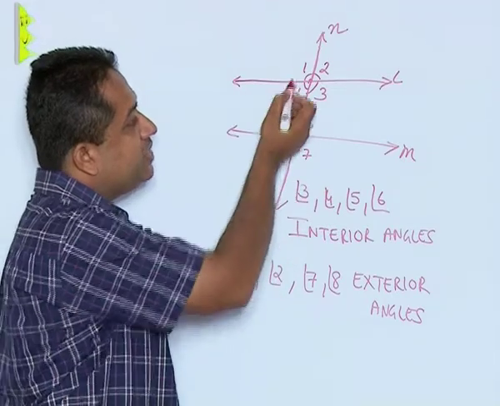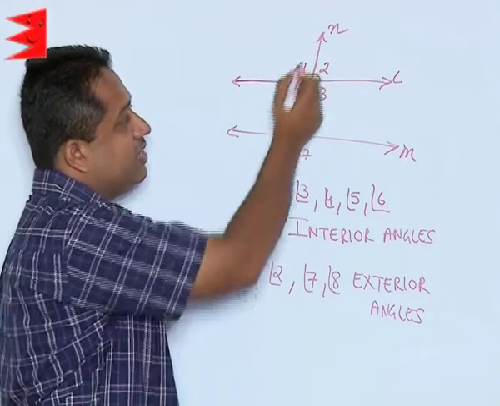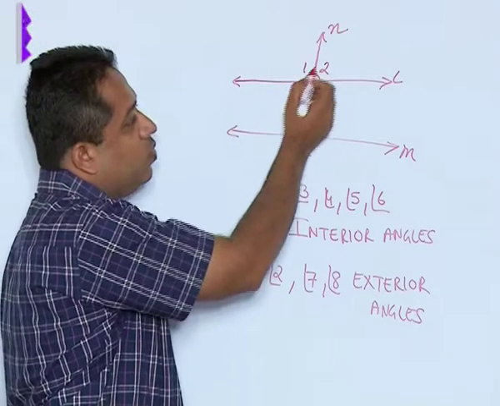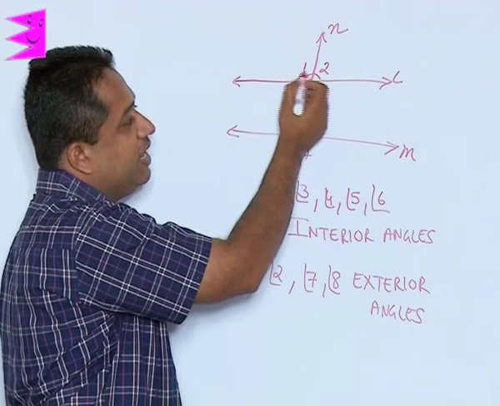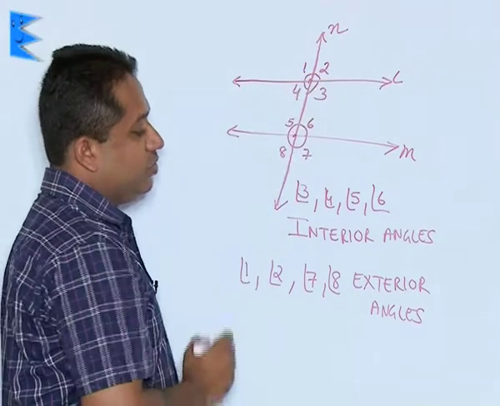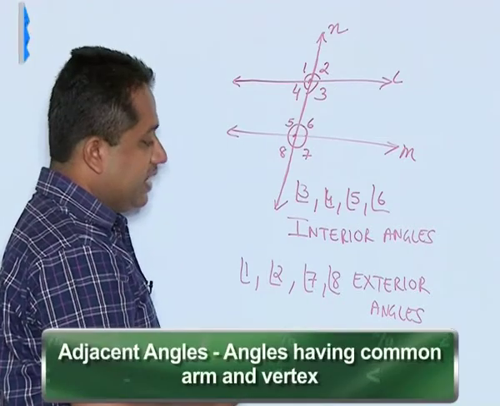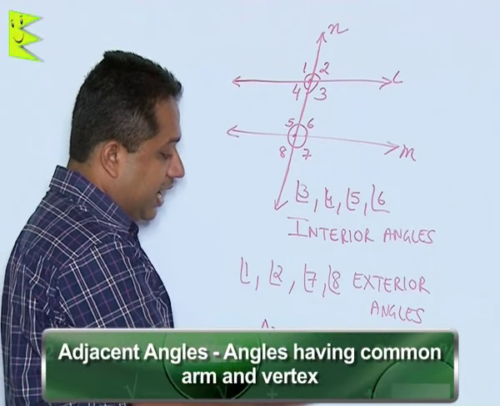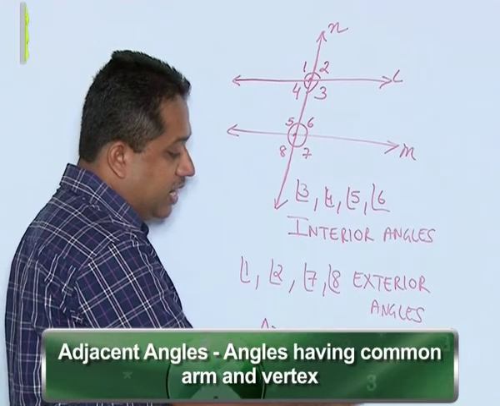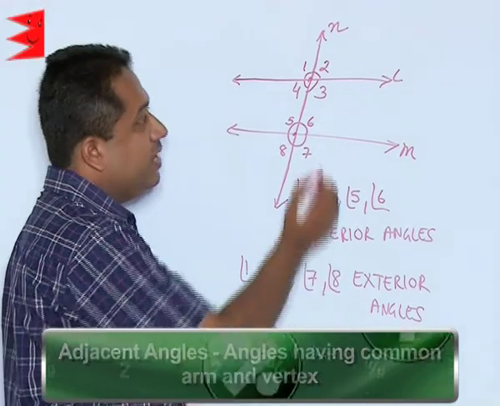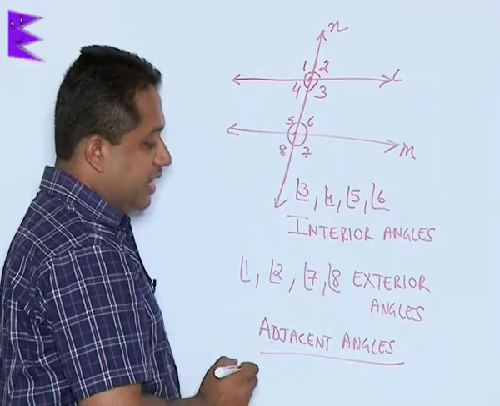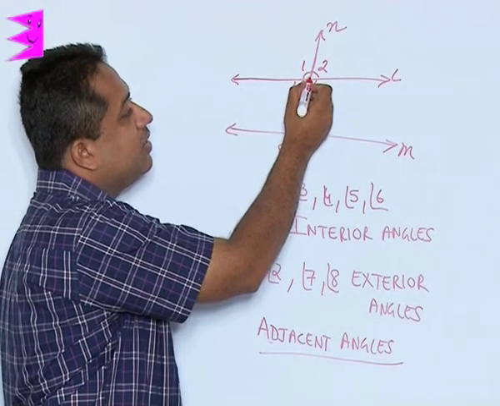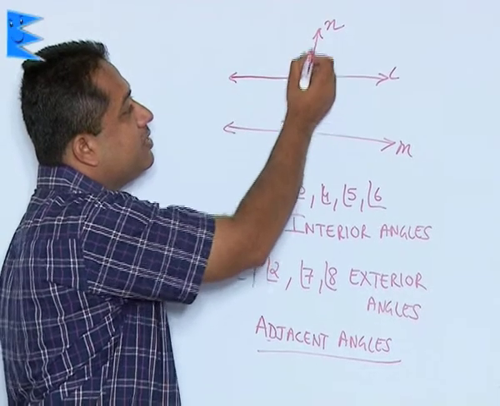Now, there are some angles which lie one beside the other, that means they have a common arm and a common vertex, and these are 1 and 2, 2 and 3, 3 and 4. They are all lying one adjacent to the other. So, these types of angles are called adjacent angles. Adjacent angles are angles which have a common vertex and a common arm. So, we can say that 1 and 2 are adjacent angles, because if you see 1 and 2, this is the common vertex and here you have the common arm, that is this line here.